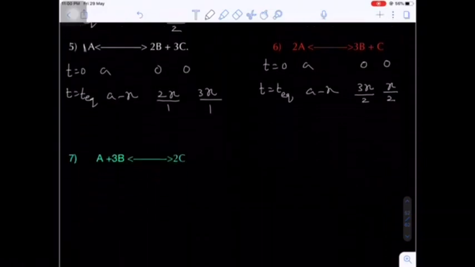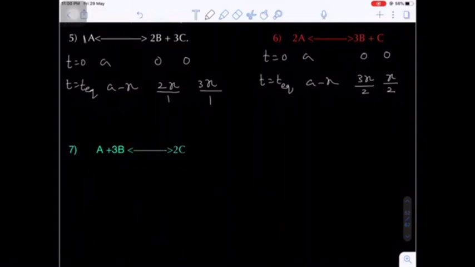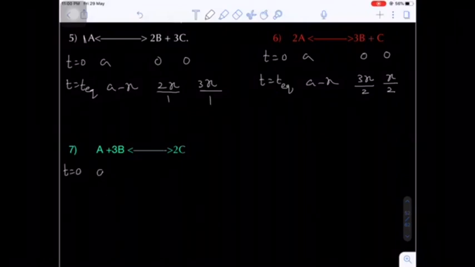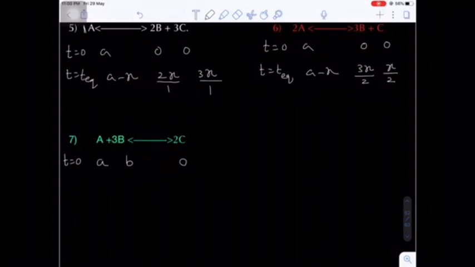This is a very important concept. Okay. Now here there are two reactants. Let's suppose initially the number of moles of capital A is small a moles and capital B is small b. Let's suppose. Okay. Now here, out of A and B, first of all we have to decide which is the limiting reagent. That is a very important concept. Are you getting my point? That is a very important concept.